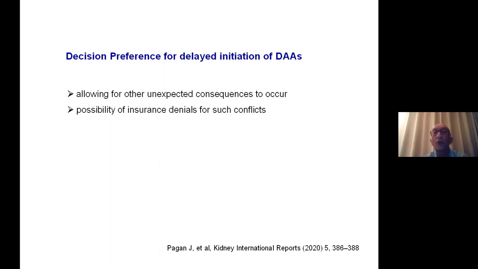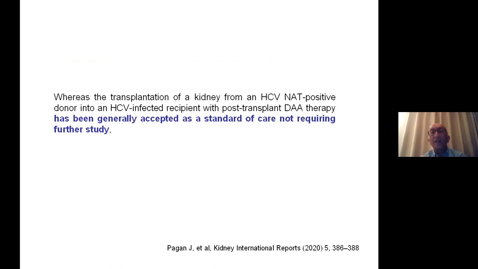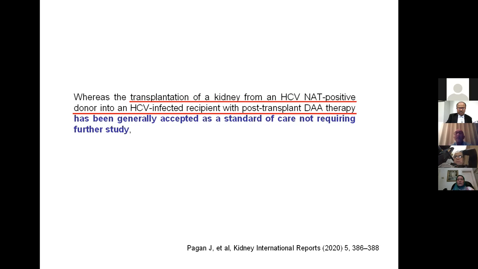Also, the clinical staff would require approved evidence-based protocols, avoiding the conflict of occurrence of antibody-mediated rejections, DSA, or CMV infection. If we revise the slide again, and this is a repeated slide, the transplantation of kidney from HCV positive, NAT positive donor to HCV infected recipient with post-transplant direct acting antiviral therapy is accepted as a standard of care, not requiring further study.